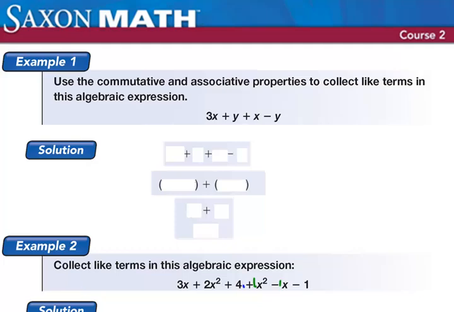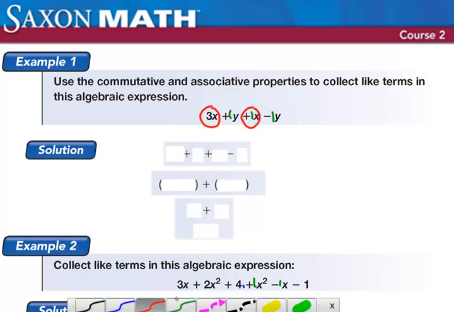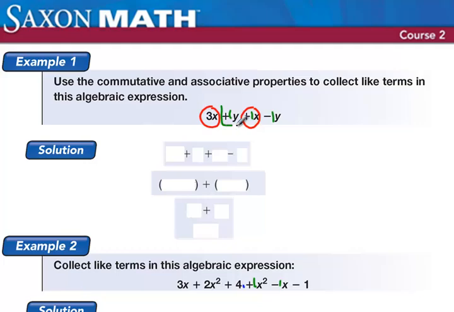Example 1. Use the commutative and associative properties to collect like terms in this algebraic expression: 3x plus y plus x minus y. Always remember, if there is no number in front of a letter, there's always the number 1. Next, we will rearrange this to put all like terms next to each other. 3x and a positive 1x will go together because they both have x's. Next, positive 1y and a negative 1y will go together.